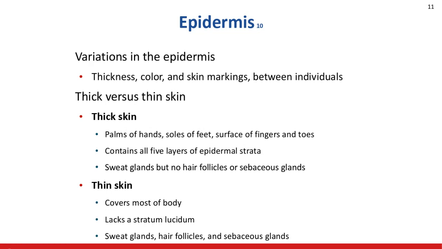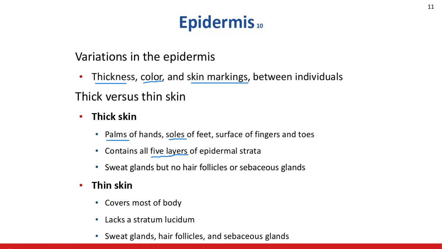So you heard me talk about thick and thin skin. Let's talk about a couple of the variations that we can see. First of all, thickness is a big one. The color of the skin and certain skin markings. I'm going to focus on the thick versus the thin skin here. Thick versus thin, easy to remember. Thick skin is the palms and the soles of your feet. We're going to see that with the fingers and the toes. That has all 5 layers.